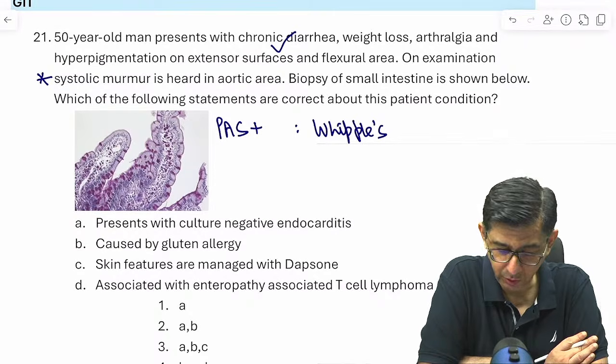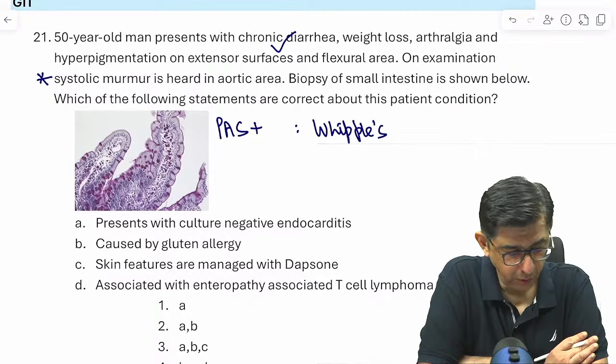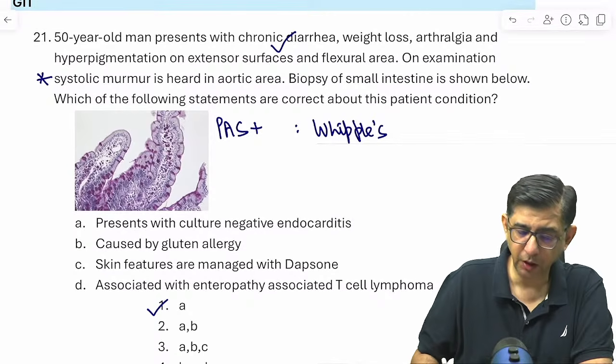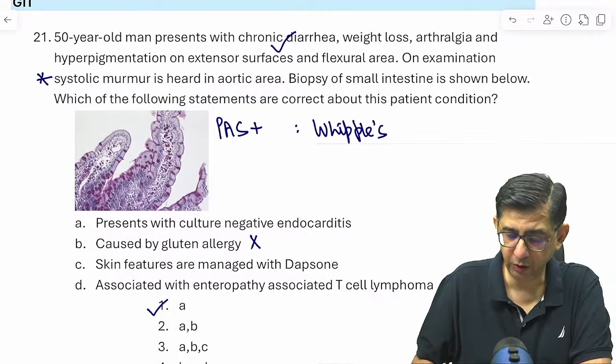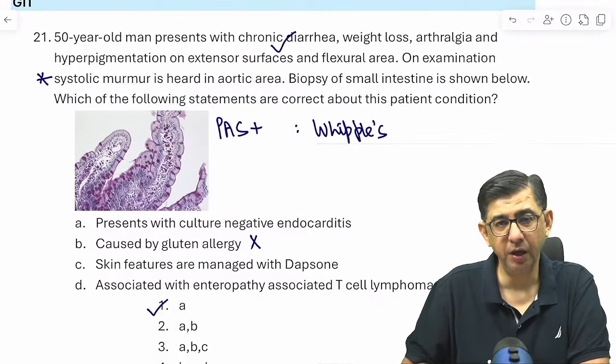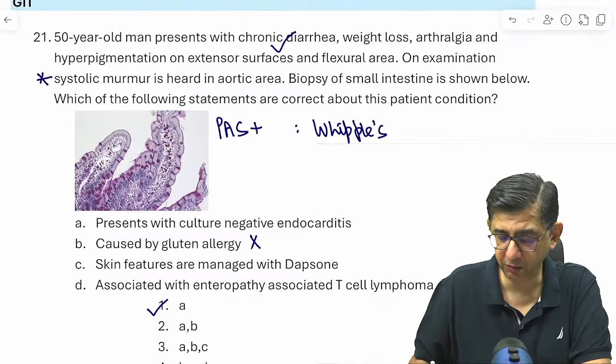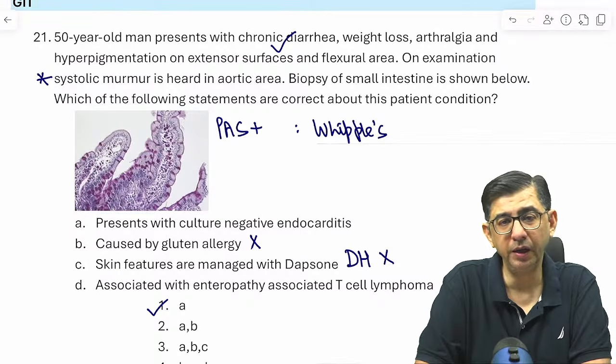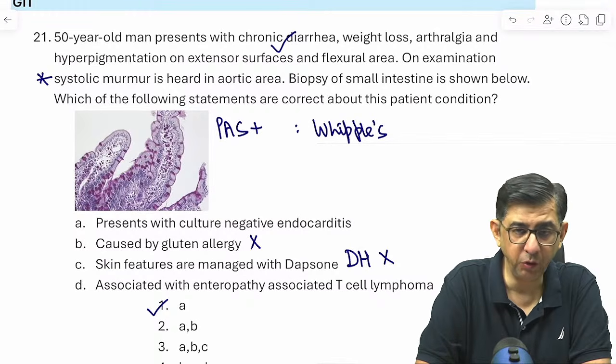Yes, the answer to this is option number A only. That is option number 1, the correct one. Obviously, this is not gluten allergy. We're not dealing with celiac sprue in this patient. And since we're not dealing with celiac sprue, obviously dermatitis herpetiformis also goes out of the window. And enteropathy associated T cell lymphoma is the cause of death.